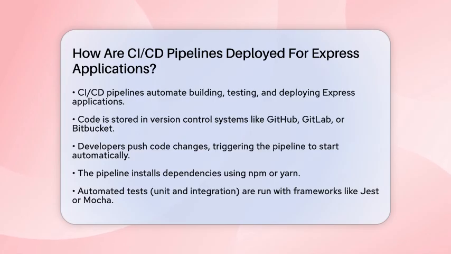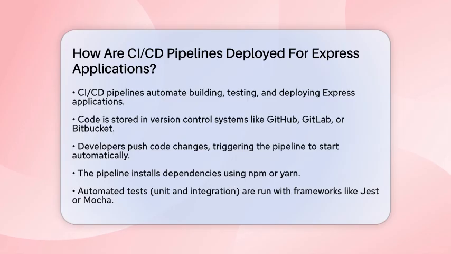When you work with Express, a popular framework for building REST APIs with Node.js, setting up CI/CD pipelines helps keep your development smooth and your releases consistent. First, your Express application's code lives in a version control system like GitHub, GitLab, or Bitbucket. This acts as the main place where all code changes are stored. When developers push new code, it triggers the pipeline to start working automatically.